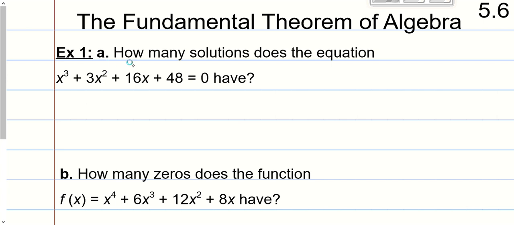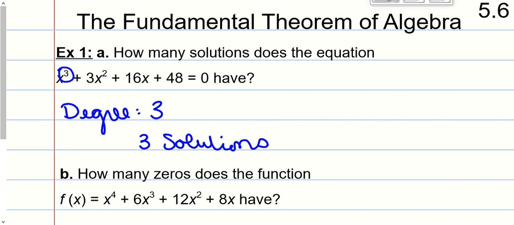The first one, how many solutions does the equation have? Well, remember, make sure it's in standard form. So you're going to make sure that your largest degree is at the beginning, x cubed plus 3x squared plus 16x plus 48 equals 0. And that degree right there tells us, since it is degree 3, it will have 3 solutions. So that largest degree tells us exactly how many solutions we have.